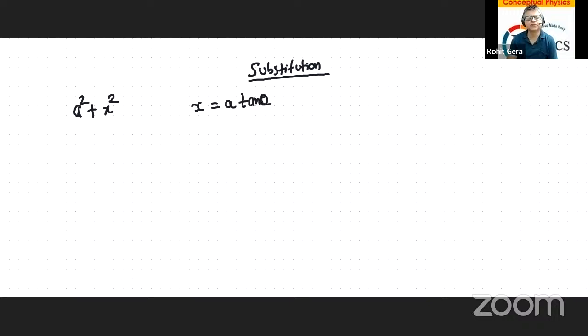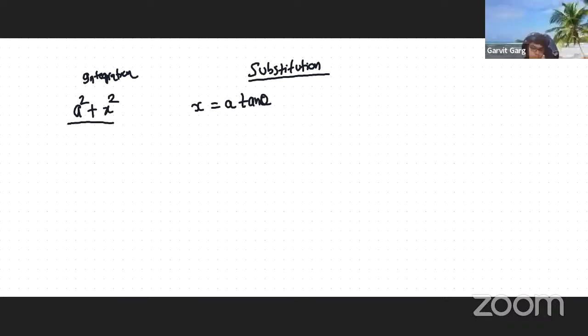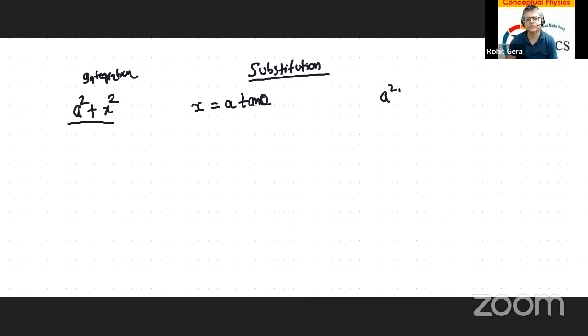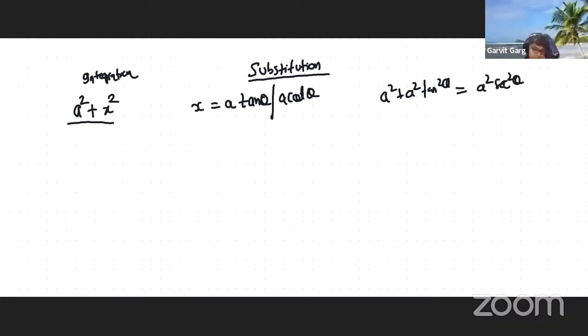If in any integration question you see this expression, you have to do an integration of this. Especially in denominators or under root. We will see the examples. Because what happens is it becomes a square plus a square tan square theta. You can also put a cot theta. So this becomes a square secant square theta. This is one.